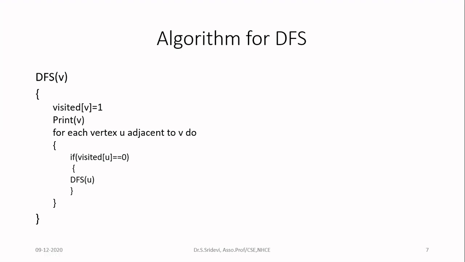So what I will be doing is I have to check a vertex U which is adjacent to V. Then I have to do the following. If that particular vertex U is visited, then you will stop. Here, if visited of U is equal to 0, what is the meaning is that the vertex is not visited. If a vertex is not visited, you're going to visit that vertex now.